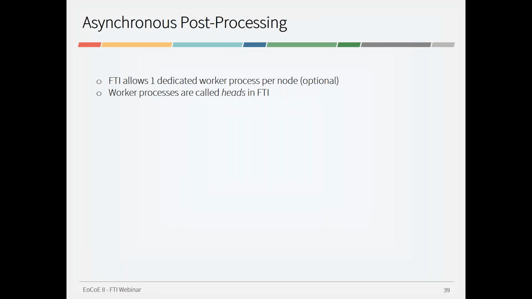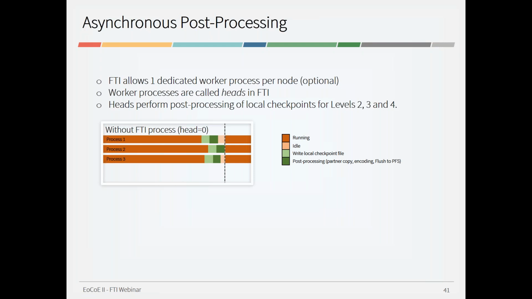Okay, so I mentioned that we have a dedicated process in FTI that can take on some work from doing the checkpoints. We call this process internally heads in FTI, and we have one per node. How this works is that it performs the post-processing work from the checkpoints locally to transform those local checkpoints into level 2, 3, or level 4 checkpoints.